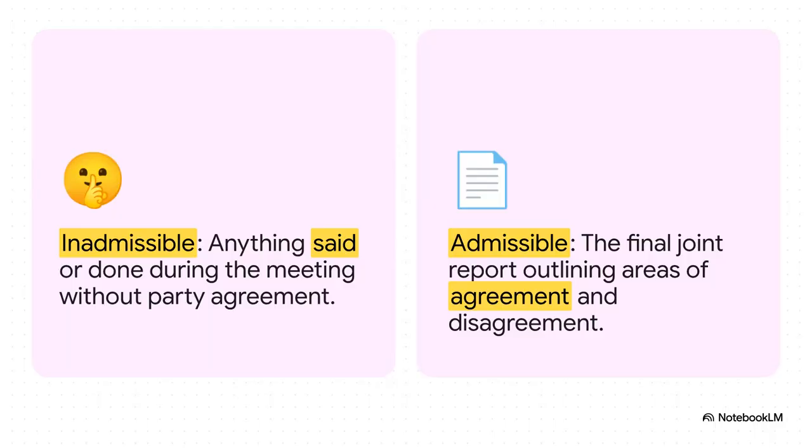But here is the critical distinction you absolutely have to remember from Rule 429B. To make sure the experts can have a frank, open discussion, everything said during the meeting is privileged. It's inadmissible. They can speak freely. However, the document they created at the end, that joint report that outlines what they agree and disagree on, that is fully admissible and goes straight to the judge.